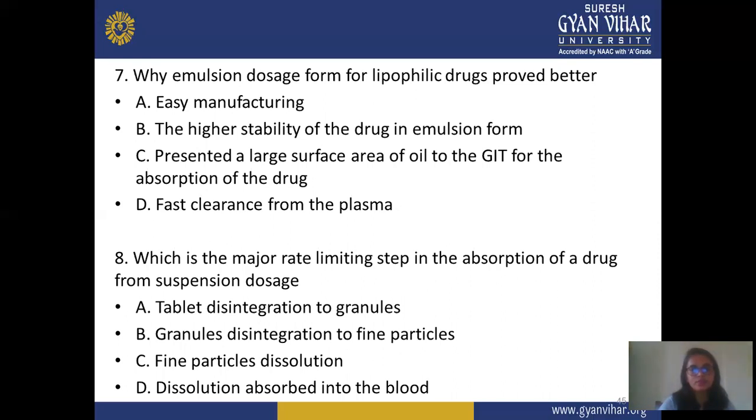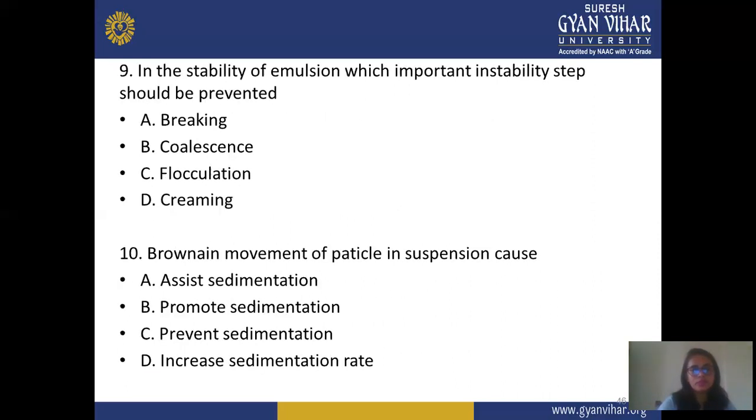Next, eighth question: what is the major rate limiting step in absorption of the drug from suspension dosage form? A option is tablet disintegration to granules, B is granules disintegration to fine particles, C is fine particle dissolution, and D is dissolved drug absorption. Ninth question: in the stability of the emulsion, which unstable state should be prevented? A is breaking, B is phase inversion, C is flocculation, D is creaming. And 10th, last question: Brownian movement of the particles in suspension causes A assist sedimentation, B promote sedimentation, C prevent sedimentation, and D increase sedimentation rate.